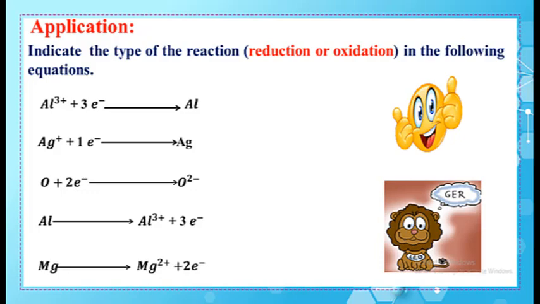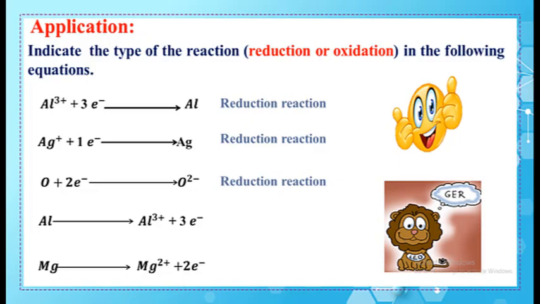Al³⁺ plus 3 electrons gives Al. As you see, the electrons are at the beginning of the reaction, so there is gain of electrons. So the type of reaction is reduction reaction. Reaction number 2, the one electron is at the beginning of the reaction, so there is gain of electrons. So the reaction is called reduction reaction. Number 3, the two electrons are at the beginning of the reaction, so this means that there is gain of electrons, so the reaction is also called reduction reaction.